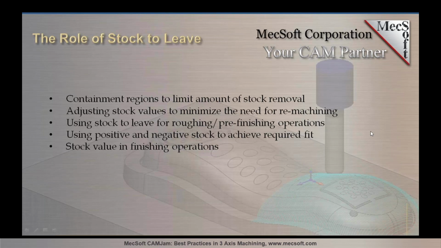You can also adjust the stock values. You can have negative and positive stock values to achieve the required fit, and Uday will show an example of this. You can also use the stock value in finishing operations. Generally, it's good practice to leave the stock value at 0, but you can also use it for roughing or pre-finishing by simply adjusting the amount of stock to leave. So the role of stock to leave is a pretty important one when it comes to your settings, and Uday will walk through and demonstrate some of these. Thank you, Krish.